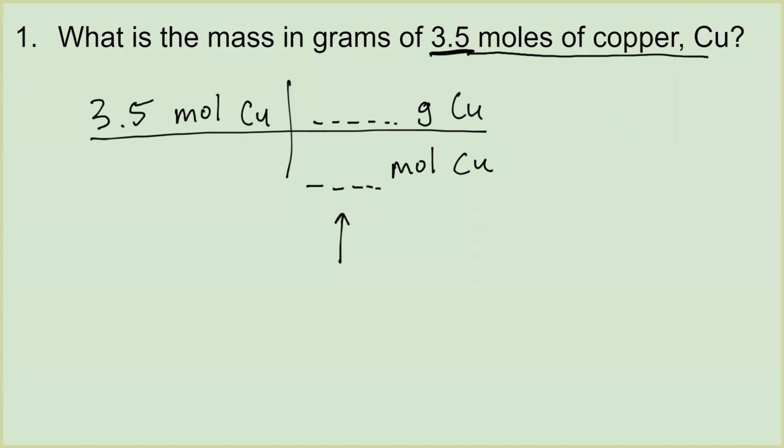Okay. If you look at your periodic table, and you find copper, you're going to see that 1 mole of copper is equal to about 63.54. Pretty sure. Got a few different periodic tables right next to me. Yep, 63.546 grams. All right, so what I'm going to do is I'm going to plug this number in and I'm going to plug this number in.